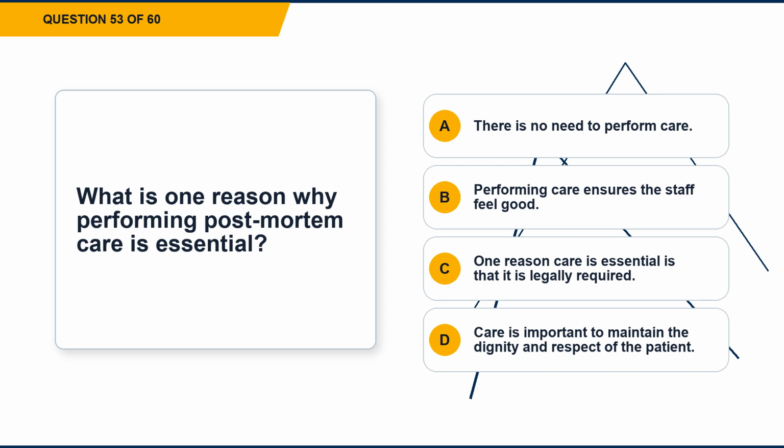Question 53. What is one reason why performing postmortem care is essential? Option A, there is no need to perform care. Option B, performing care ensures the staff feel good. Option C, one reason care is essential is that it is legally required. Option D, care is important to maintain the dignity and respect of the patient.